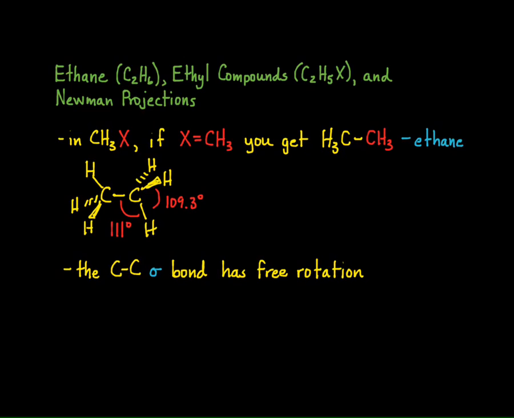So sigma bonds are cylindrical in nature, which means that any cylindrical molecular orbital has free rotation. We can think about the other substituents attached to that being able to rotate freely about. Now, how free is that? We're going to take a look at, and we're going to realize that it's not exactly free rotation. Because what happens is you get two main conformations.